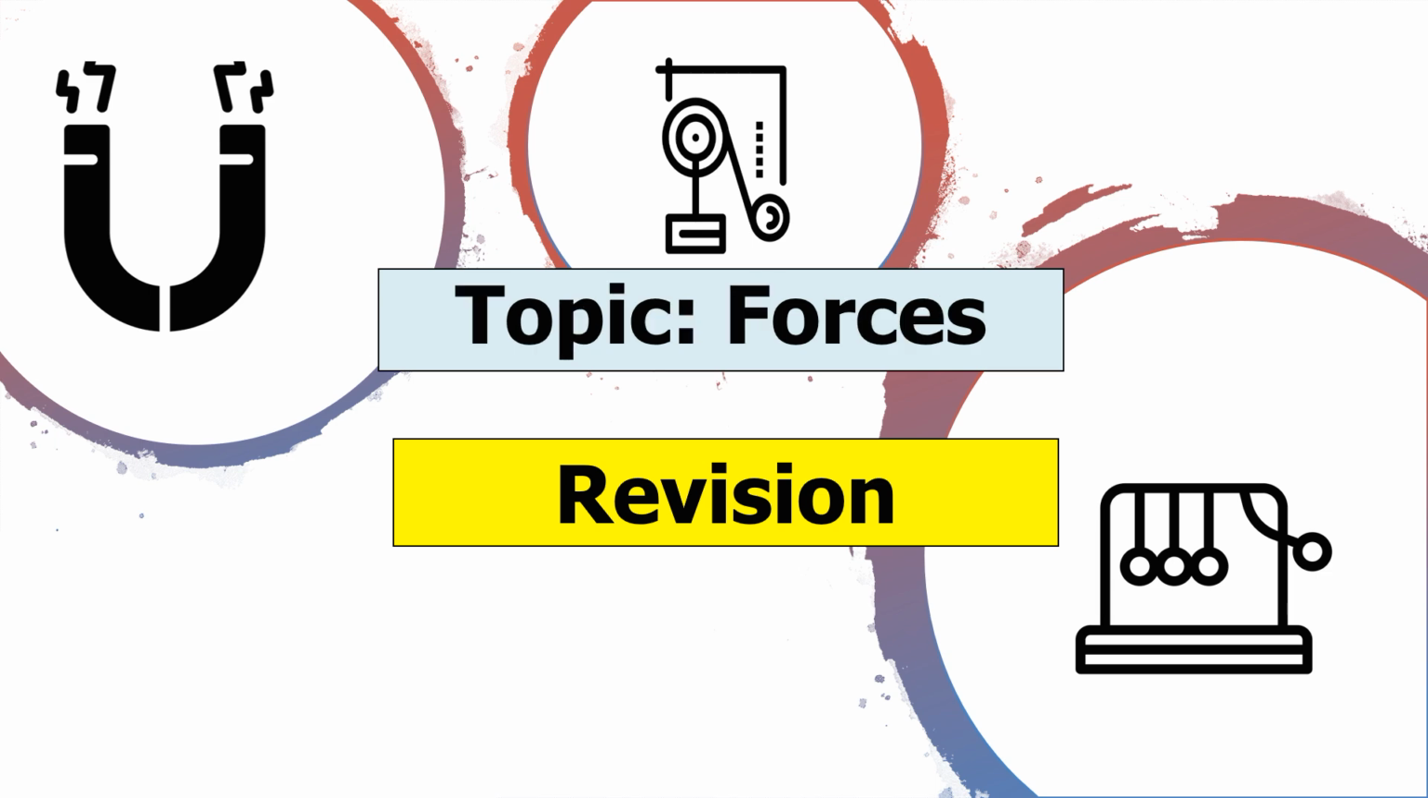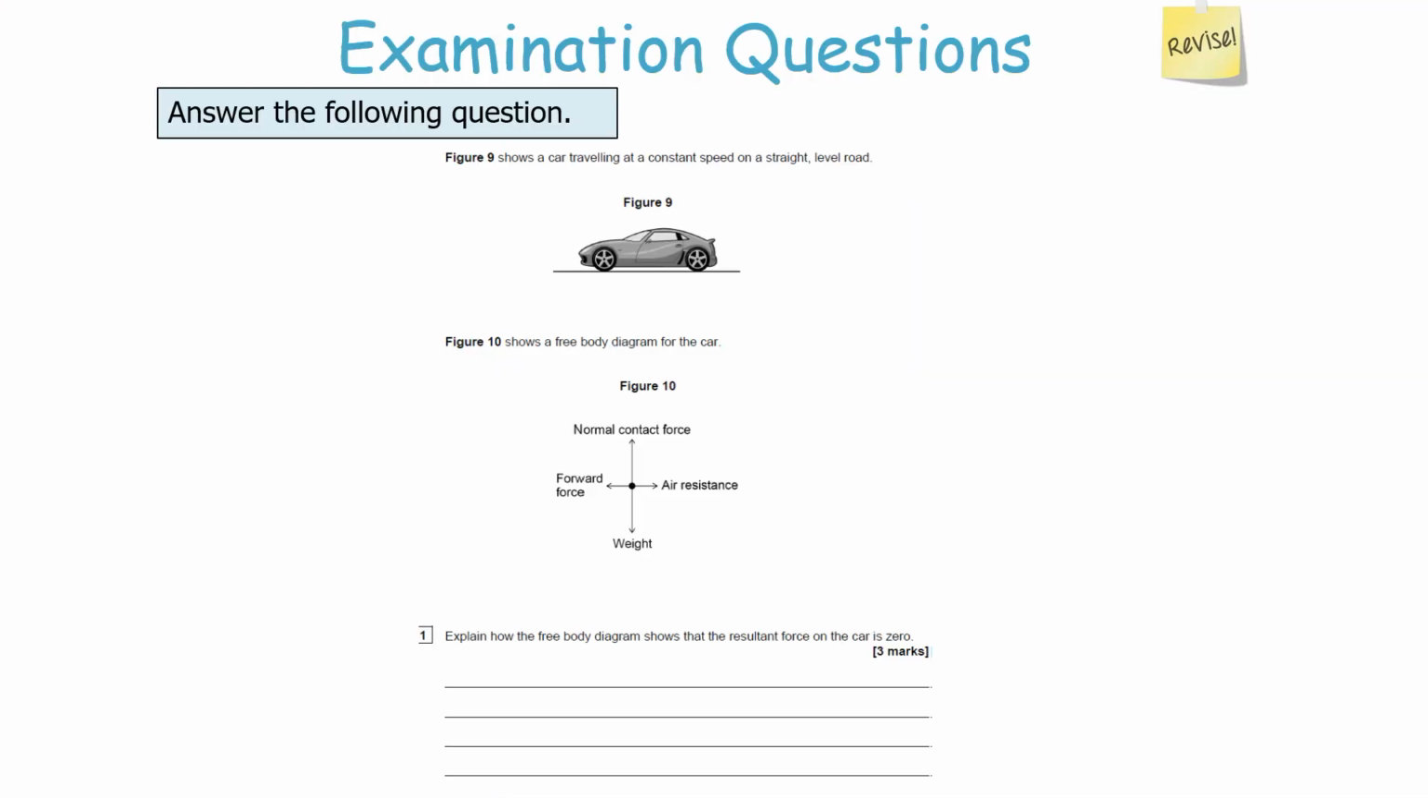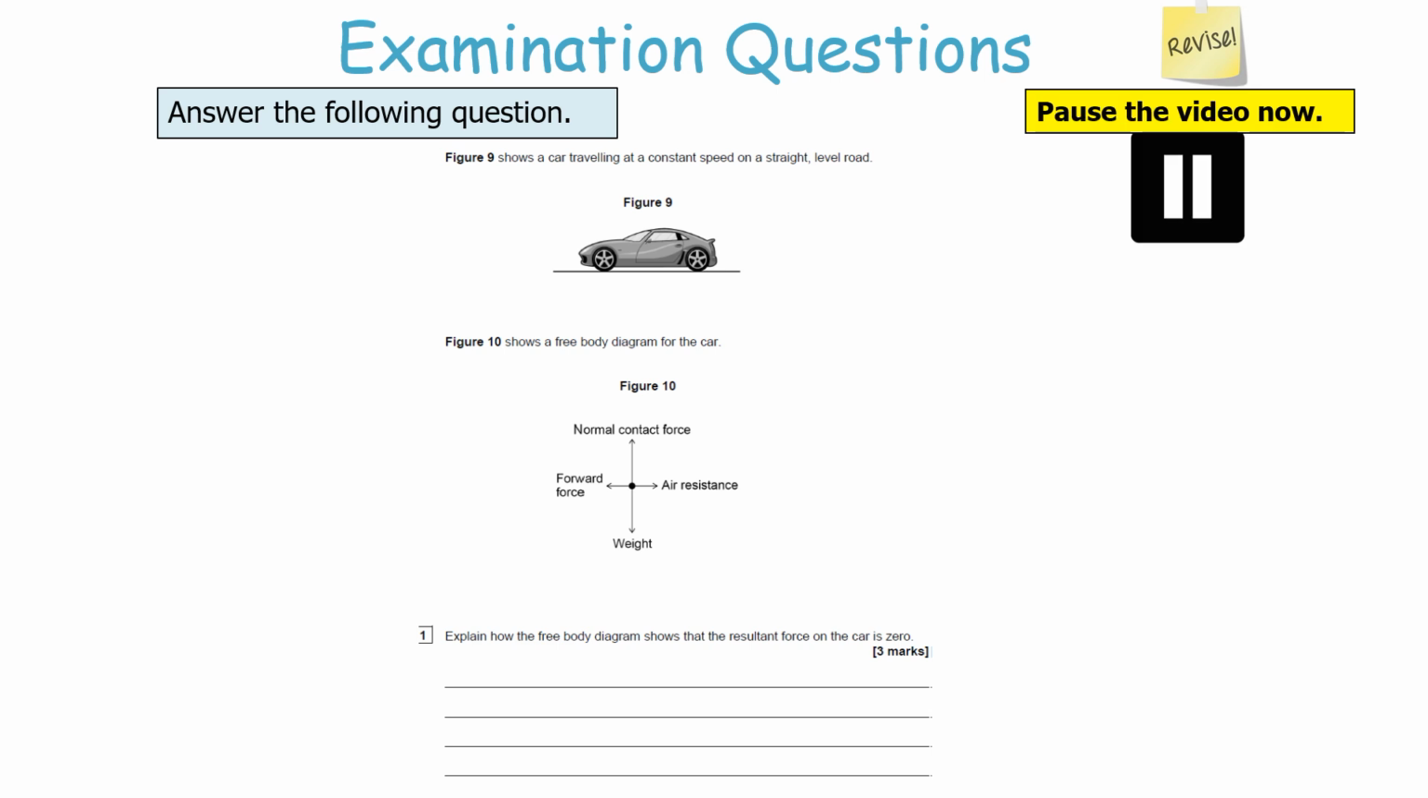Let's start with the topic of forces. So Figure 9 shows a car travelling at a constant speed on a straight level road. Figure 10 shows a free body diagram for the car. Explain how the free body diagram shows that the resultant force on the car is zero. So pause the video now, then unpause the video when you want to go through your answer.